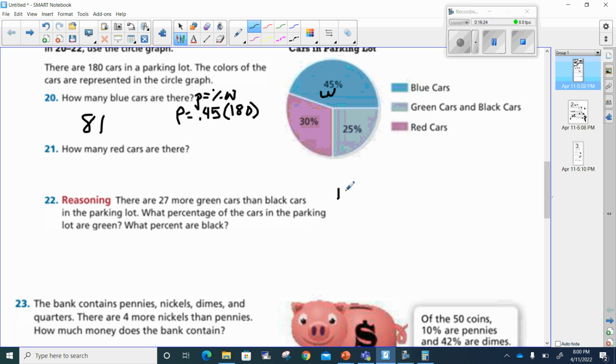So let's start there. We got 180. We're going to use the percent formula again. The part is going to equal the percent, and the percent here is 25%. I'm going to start from the beginning so I don't lose anybody here. 25%, and we're going to multiply that by 180. This means the part will equal 0.25 times 180. And that's going to equal 45.